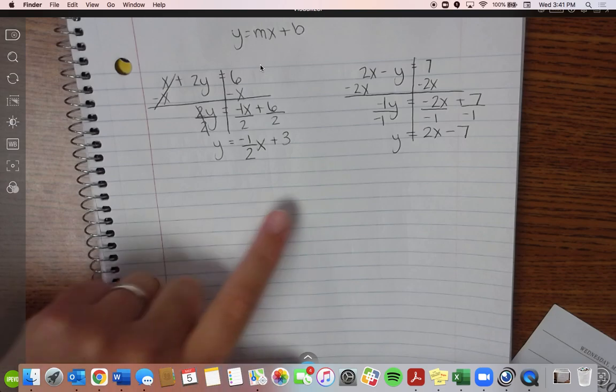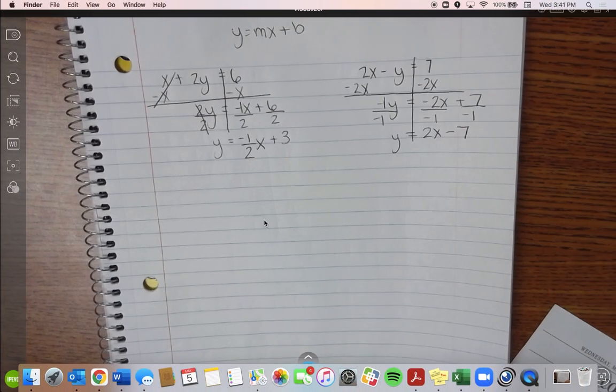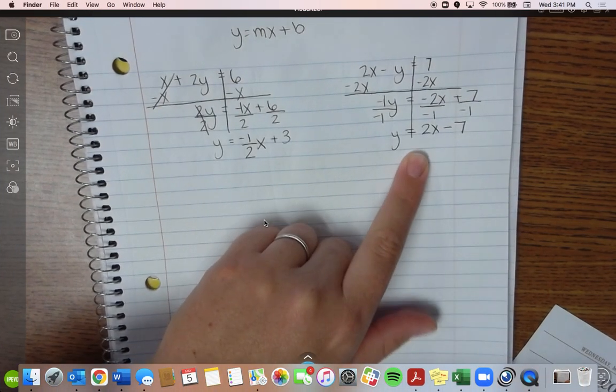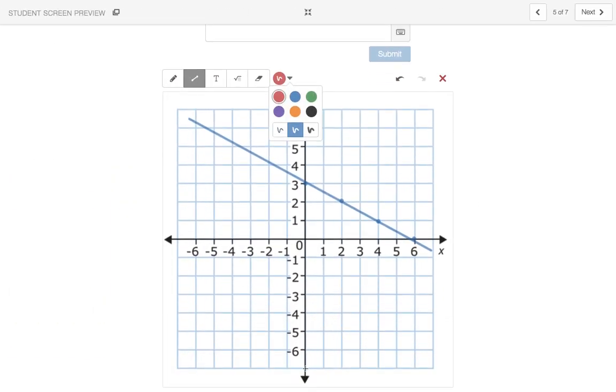Now I'm going to put those lines on my graph. A y-intercept of 3 and a slope of negative 1/2 is that line there. And then my second equation has a y-intercept of negative 7 and a slope of positive 2. So the y-intercept is down here at negative 7. A slope of 2 means I rise 2, run 1. Rise 2, run 1. Rise 2, run 1. There is my intersection point. That's my solution at (4, 1).